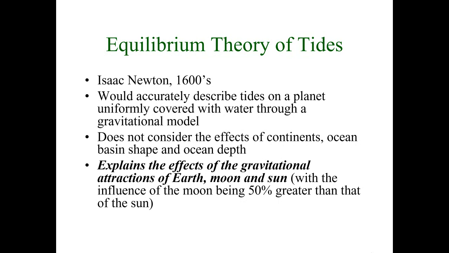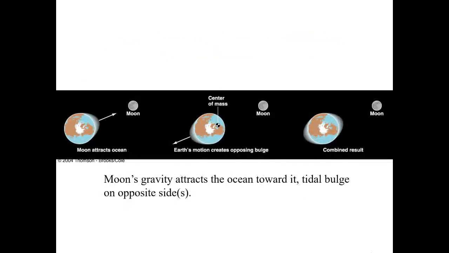What he did not consider was the effects of continents, meaning where they're placed on the planet. Some are high, some are low. The ocean basin shape, all oceans are different depths, different sizes, different temperature waters are in them. And of course, the depth and its proximity to the edges of where those continents are. None of those are included in the equilibrium theory. It does, though, explain the gravitational attraction of the Earth, Sun, and Moon interaction. Again, telling you that the moon has a greater influence than the sun.